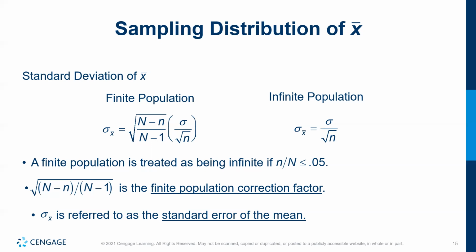Okay. So this is the finite population correction factor. So if we're going to find the standard deviation of X bar, meaning of the sample, right? We're going to say, so here's the formula for standard deviation.